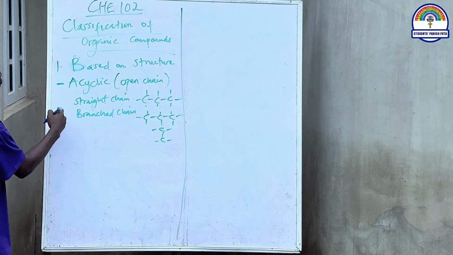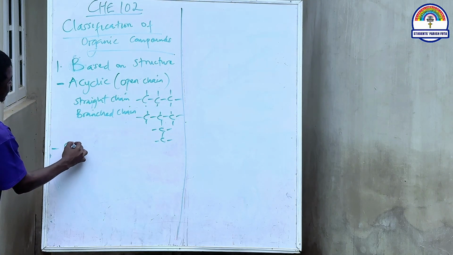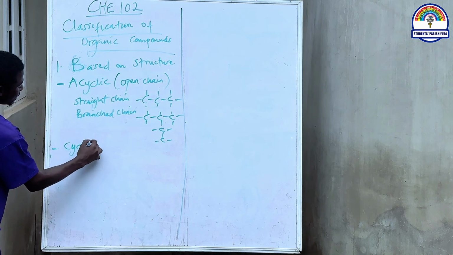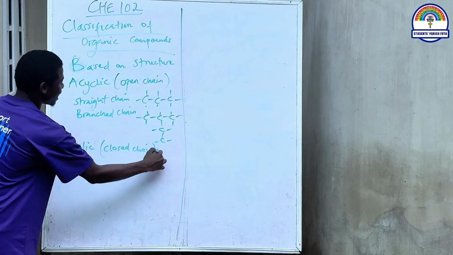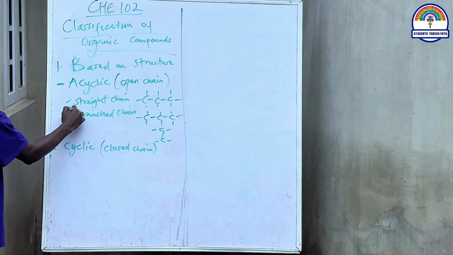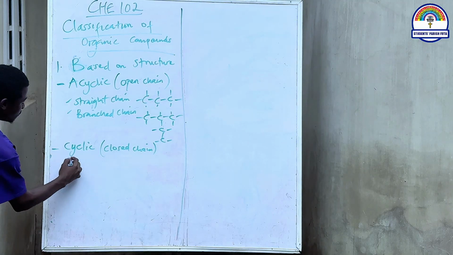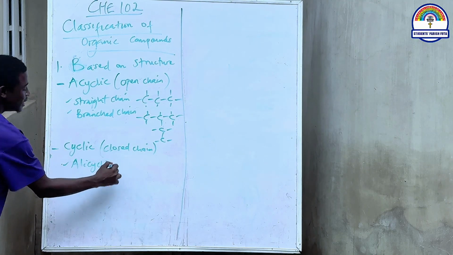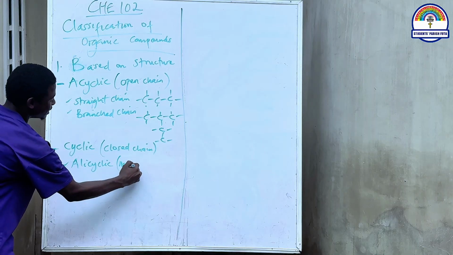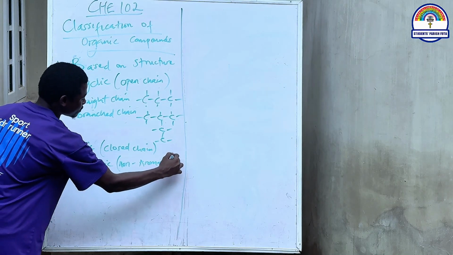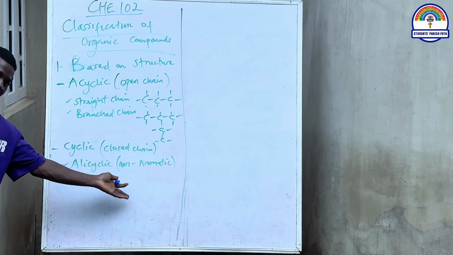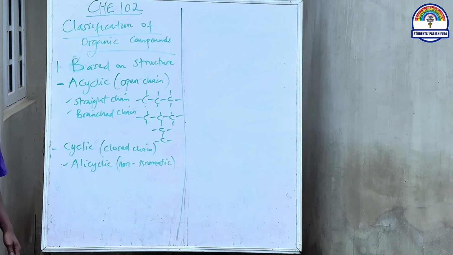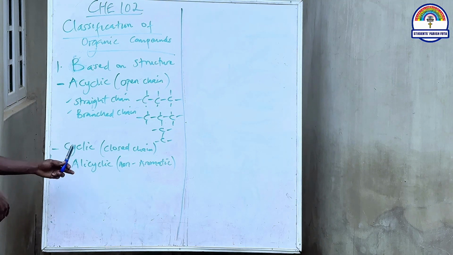This will lead us to the second division under the structure, and that is the cyclic, or the closed chain. Under this cyclic or closed chain, you have 2 divisions as well. You have the alicyclic. These alicyclics are all non-aromatic. They form a closed shape, but they are non-aromatic. When we get to aromatic compounds, we will get to know more about them. For now, we just want to talk about classification based on structure.